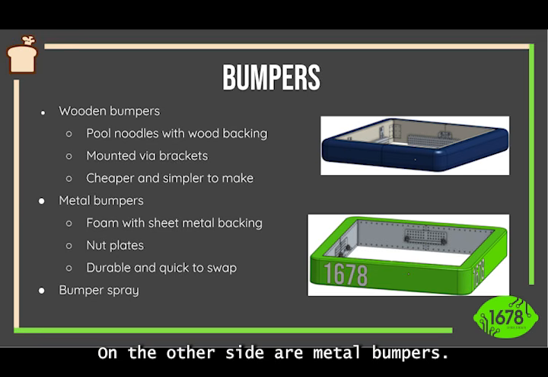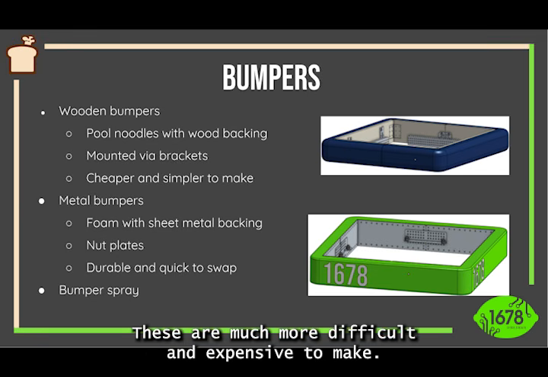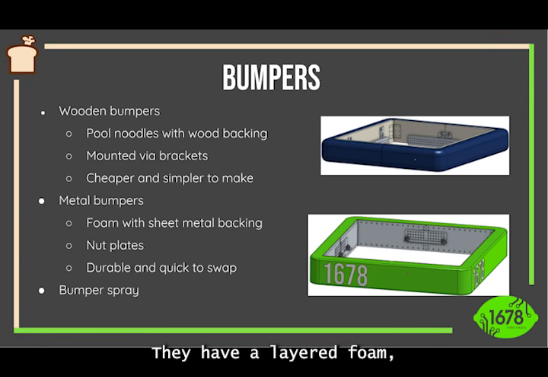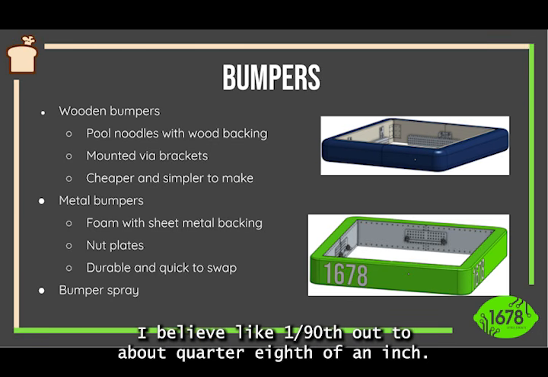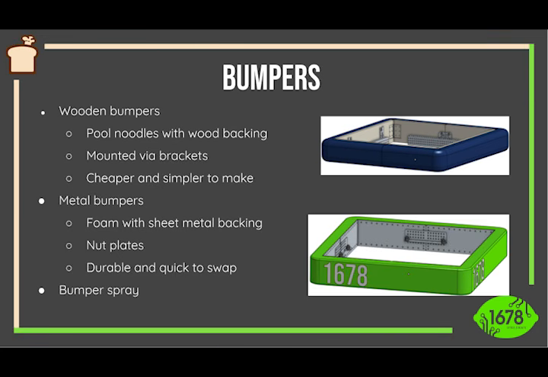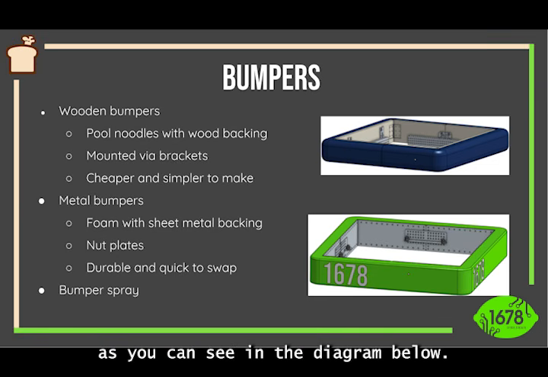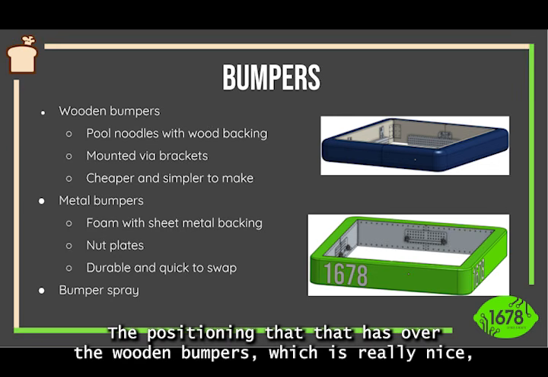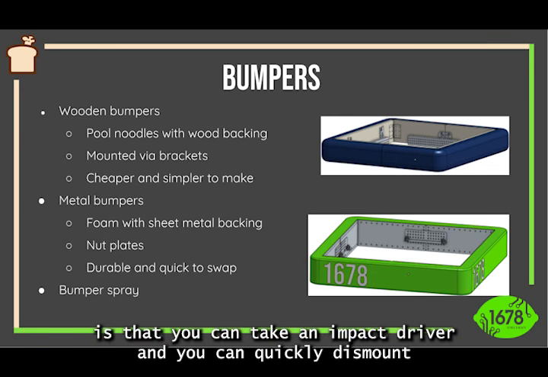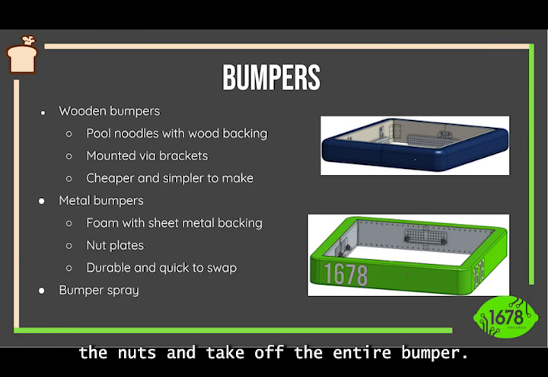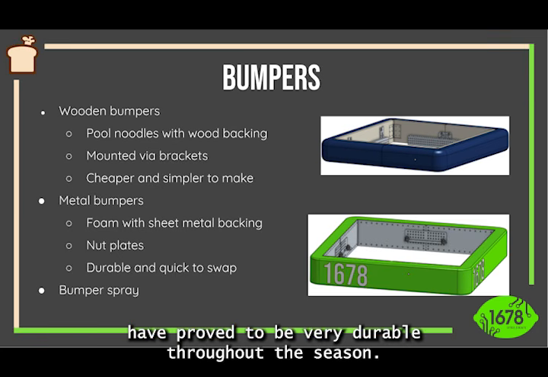On the other side are metal bumpers. These are much more difficult and expensive to make. They have layered foam with a backing of a very thin sheet of metal, I believe 90 thou to about 1/4 of an inch. They are instead attached with nut plates, as you can see in the diagram below. The positive that has over the wooden bumpers, which is really nice, is that you can take an impact driver and quickly dismount the nuts and take off the entire bumper. They also, although very difficult to make, have proved to be very durable throughout the season.